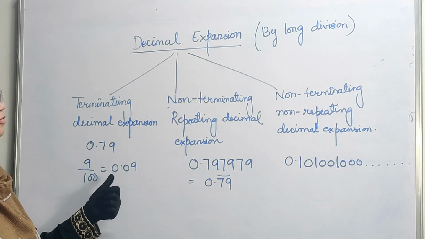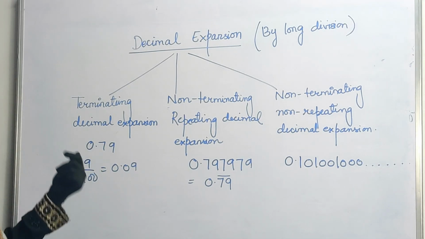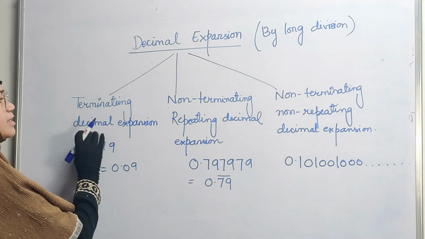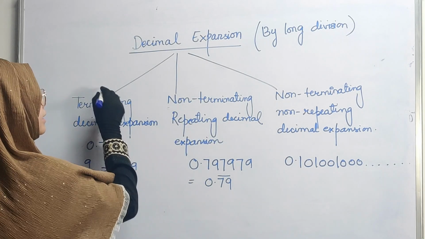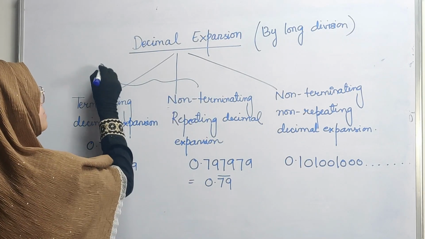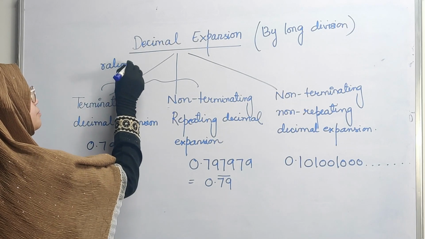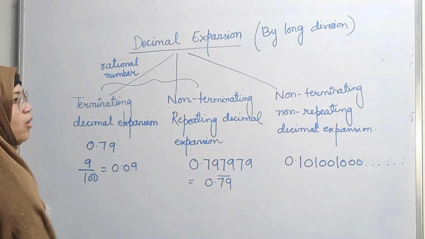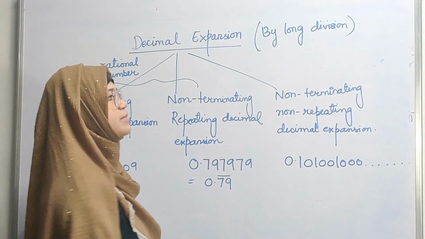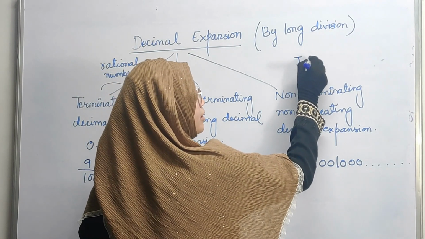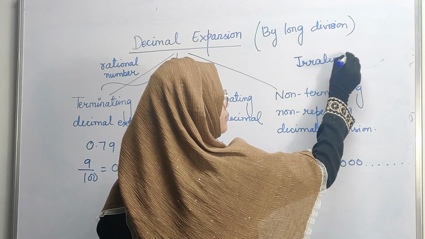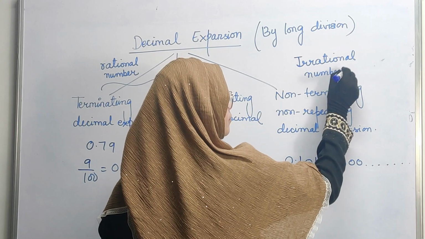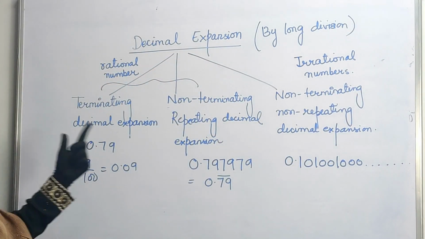There is one important part which will help you to find whether the number is rational or irrational. All the terminating decimal expansion and non-terminating repeating decimal expansion come under rational numbers. And all non-terminating, non-repeating decimal expansions come under irrational numbers. I hope you understand what are decimal expansion.